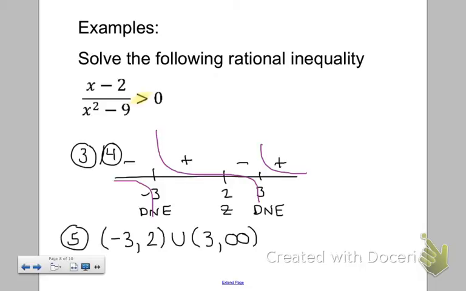Now my 3 gets a parenthesis here because remember, anytime it does not exist or where it's undefined, it will always, always, always get that parenthesis. So that's my final answer there. Let's try another one.